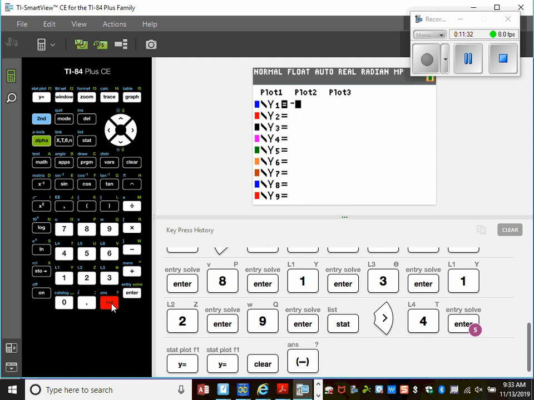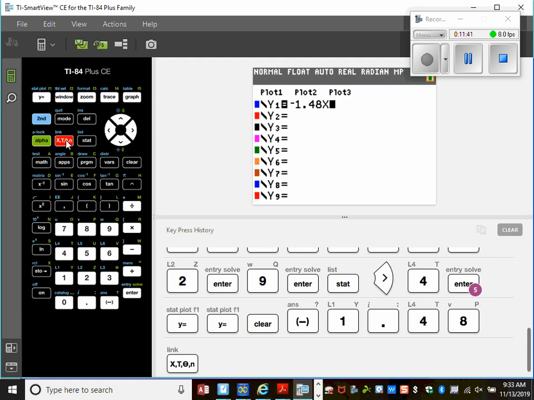So negative 1.48. Here's x right here, guys. X plus 18.13.